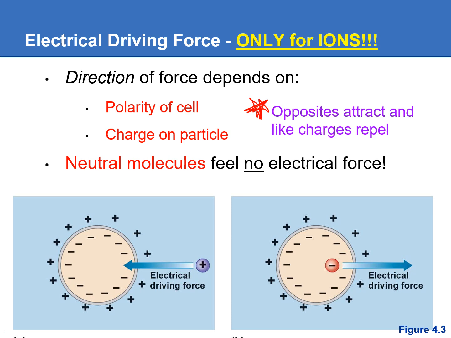And remember that if it's not an ion, you don't have to worry about this electrical force. If it doesn't have a full charge on it, you don't see a plus or a minus on it, then you don't have to worry about this. So if you have something like glucose, water, oxygen, or carbon dioxide, you don't have to worry about an electrical driving force, because they're not ions, and so there's no electrical driving force for them.